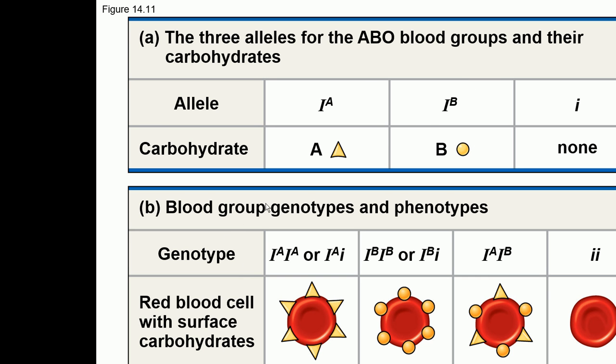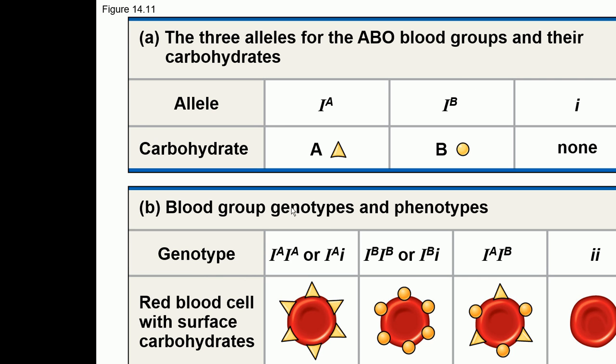If one of the alleles is capital A and the other allele is small i, which means it is not going to be coding for any antigen, the blood type is still going to be A, because the small i does not code for any antigen. So this one codes for antigen A. You can see these are the red blood cells with these kind of antigens.